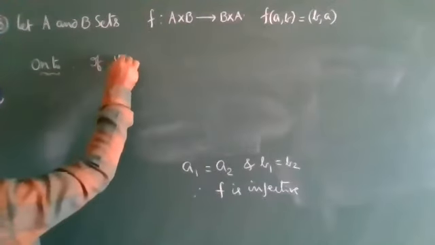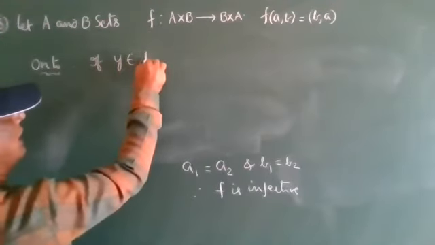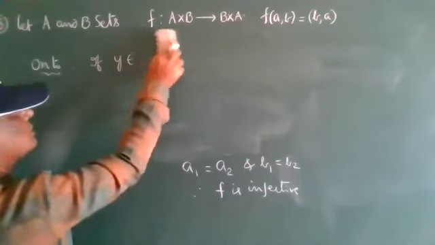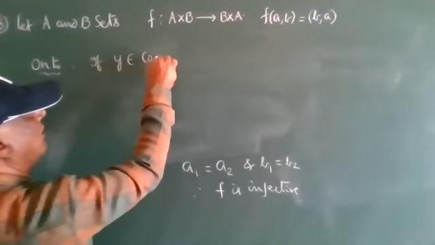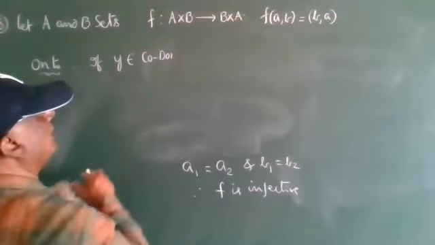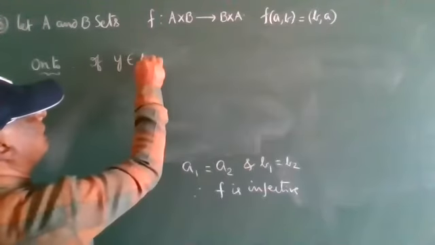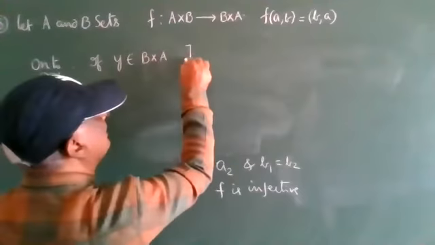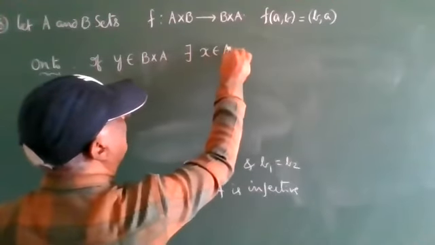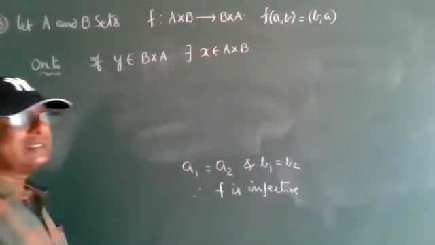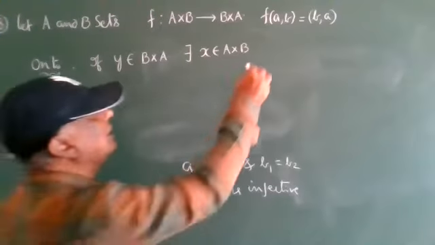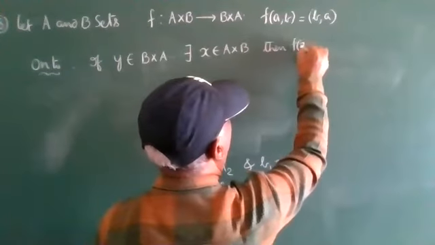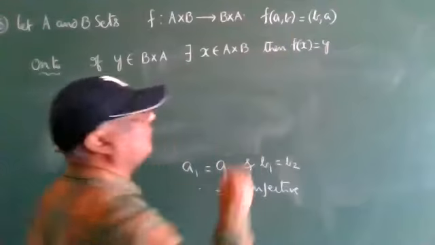if y belongs to the codomain of R, y belongs to B cross A, there exists x belongs to A cross B, then f of x is equal to y.